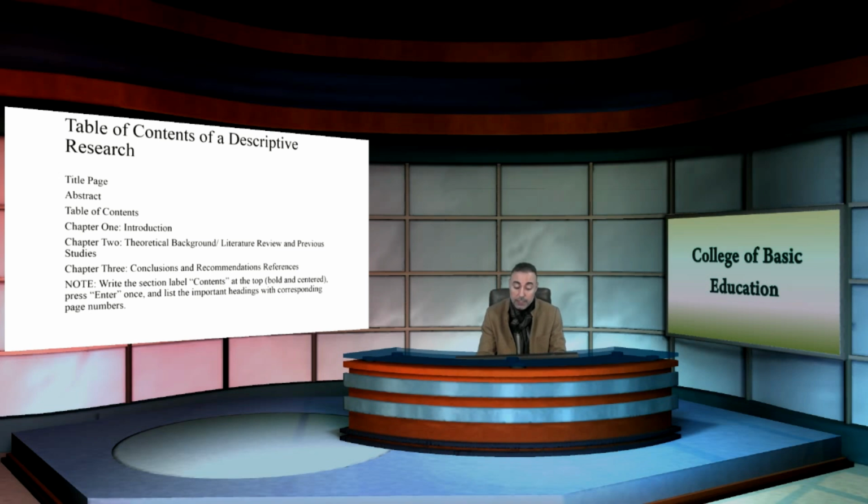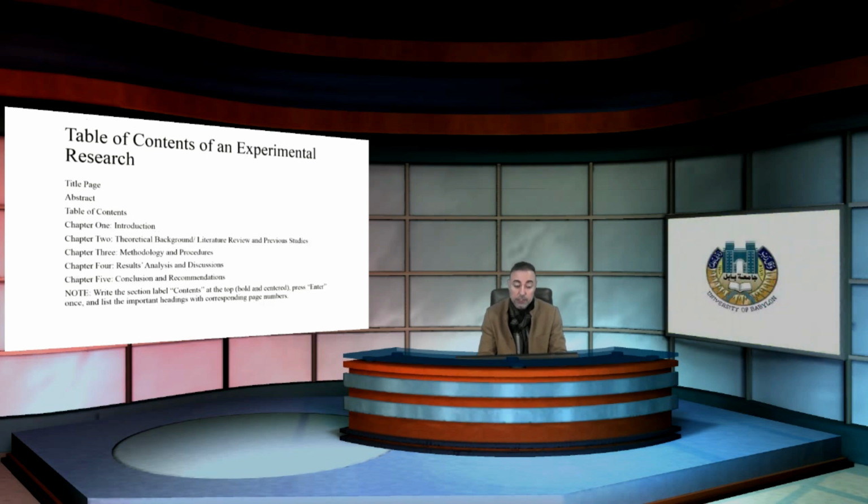We have to pay attention to this note. You have to write the label contents at the top, in bold and centered, in the middle of the page, right at the top of the page. Then you press enter once, and then you list the important headings and corresponding page numbers. That's the format of the table of contents of this descriptive research.